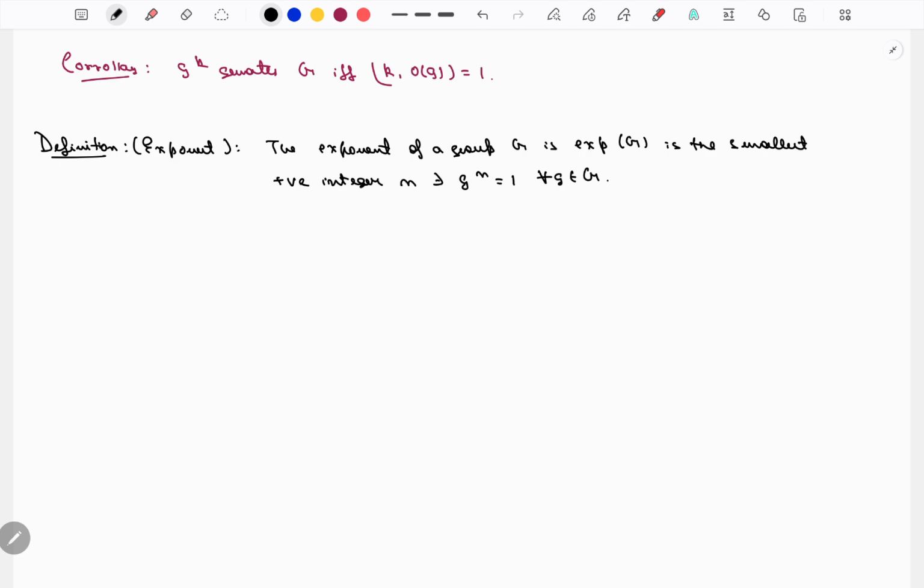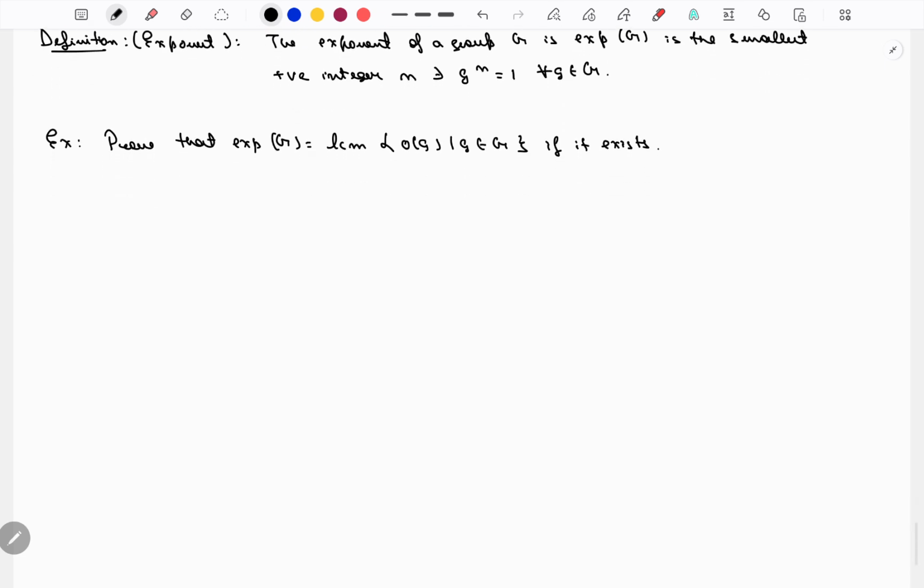Okay, is it clear? A quick exercise: prove that the exponent of a group is the LCM of the orders of all the elements in the group. Obviously, if it exists. Fine.